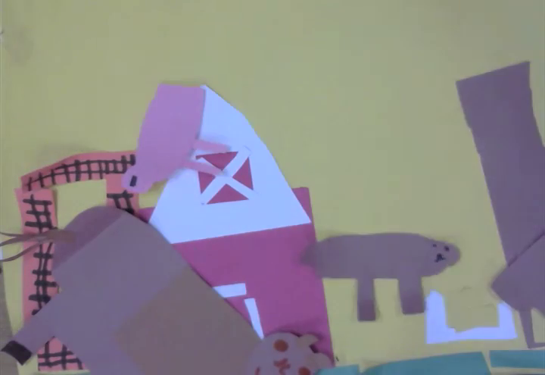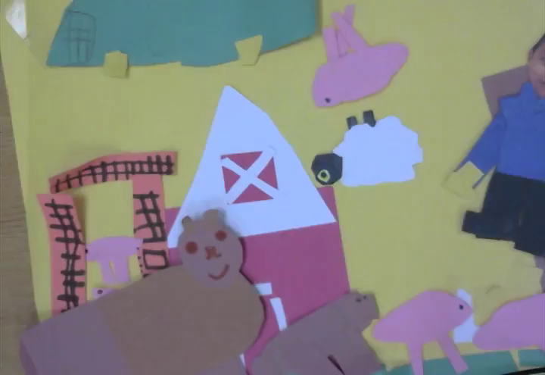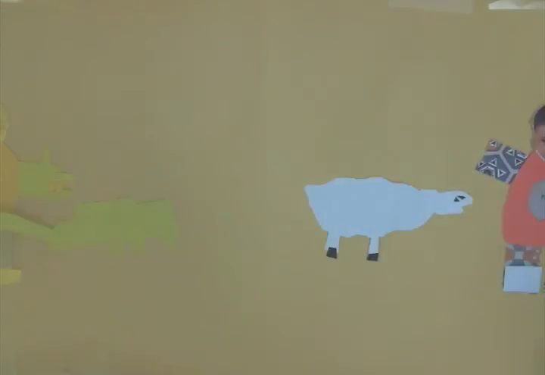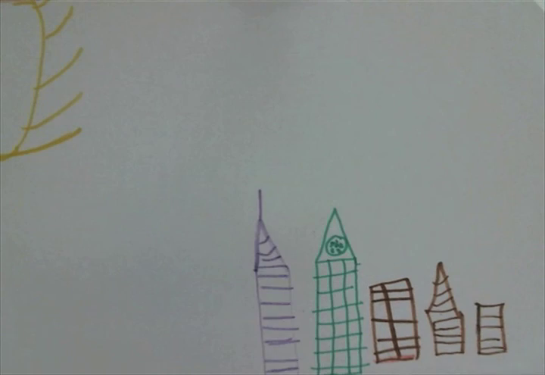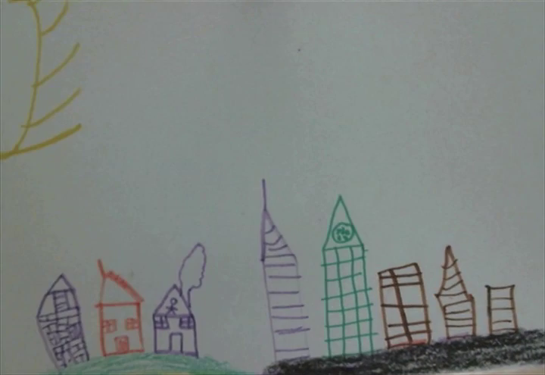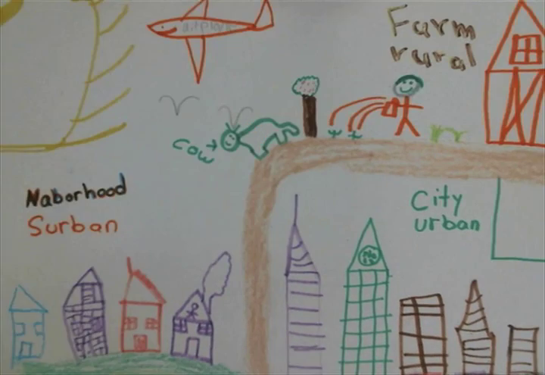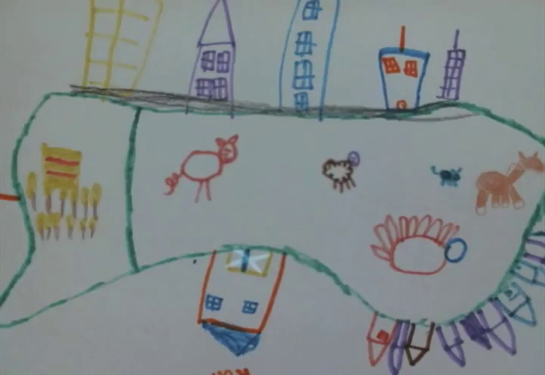Some things people do in a rural community are get some crops and get some eggs. A rural community is different because there's just a barn. A rural community is like a farm. There are many different kinds of communities where people live. It is different because in an urban community there are tall buildings. In a rural community, farmers have to grow crops so people can eat food.